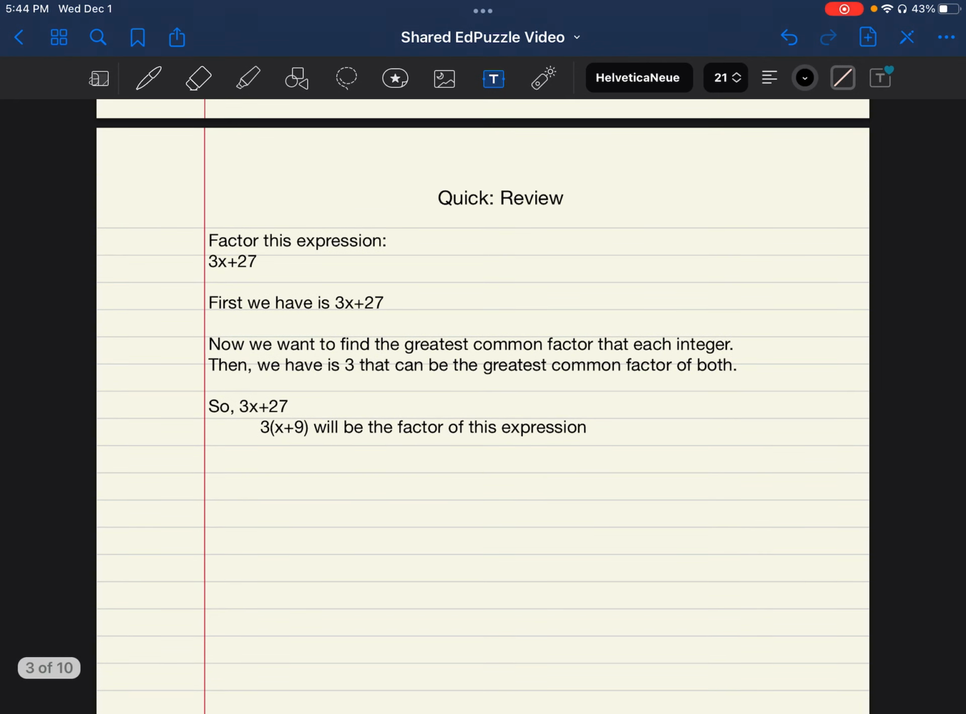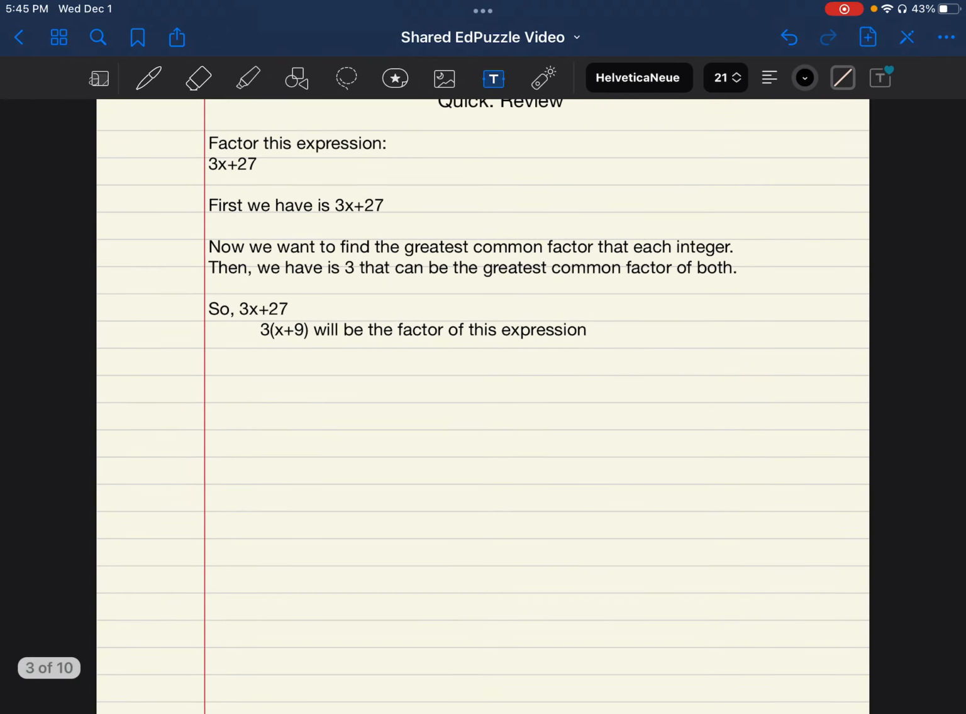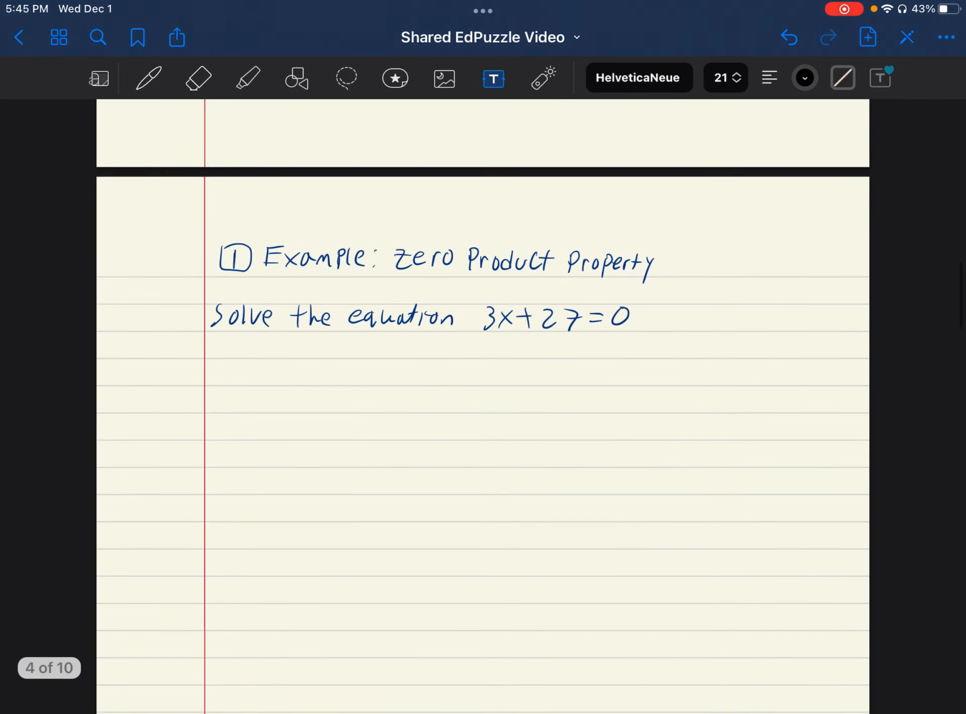A quick review: factor this expression, 3x plus 27. We want to find the greatest common factor of the integers. We know that 3 goes into 3 and 27, so 3 will be the greatest common factor. We can simplify the expression as 3 times (x plus 9), which is the factored form. Now, with that quick review, we can look at our first example.